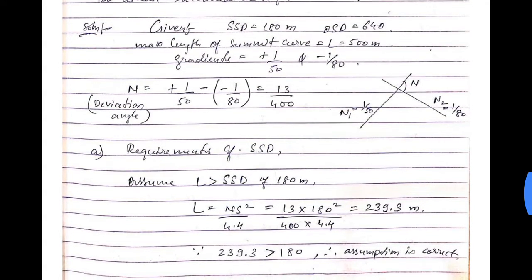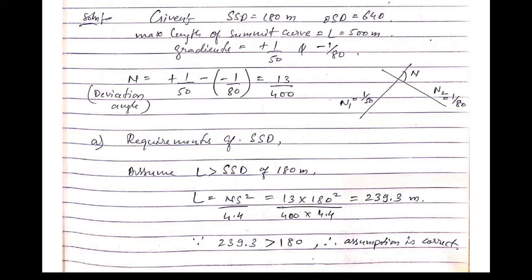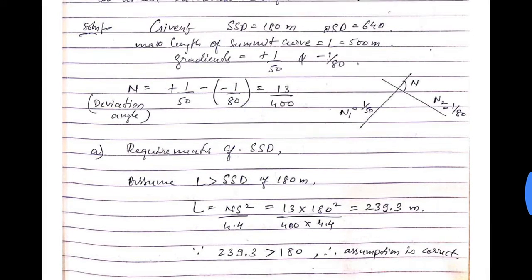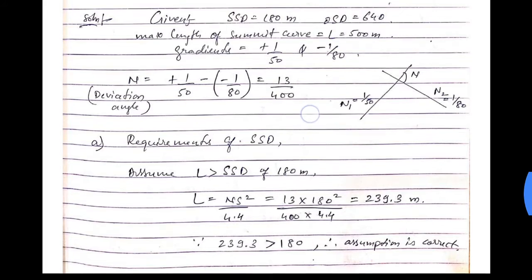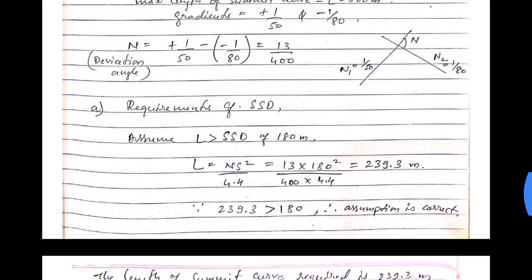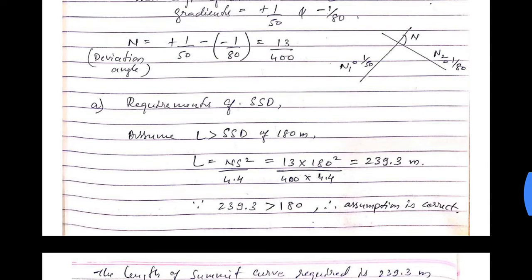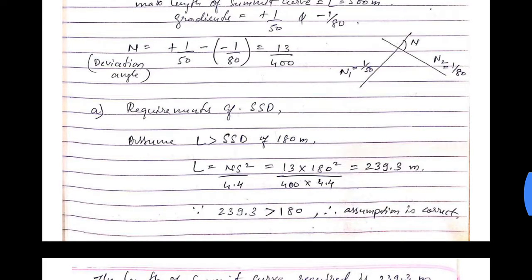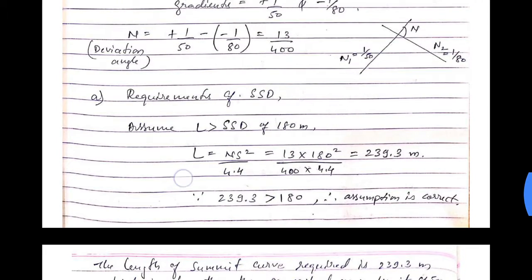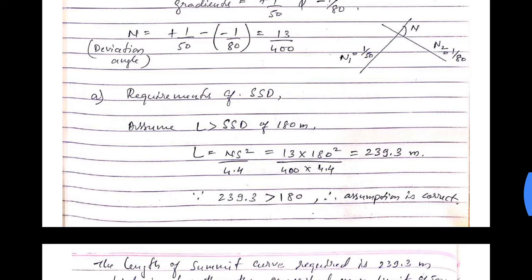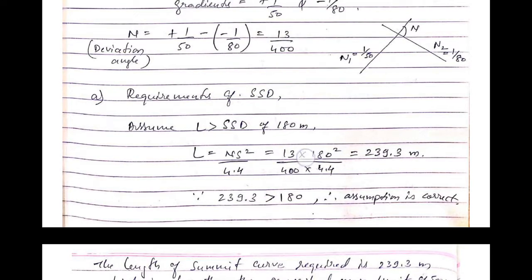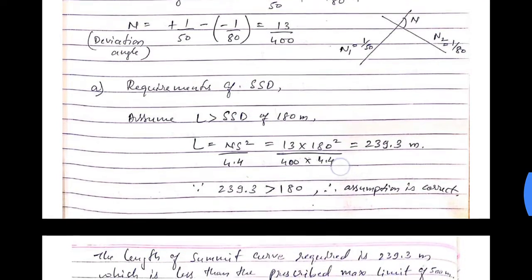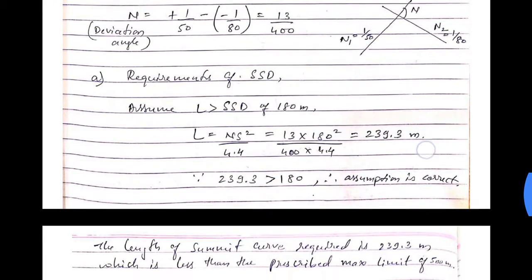So deviation angle would be the difference between these two gradients. Capital N equal to plus 1 by 50 minus of minus 1 by 80, that is 13 by 400. Now for the requirements of SSD in the first condition, if we assume the length of curve is greater than SSD, which is 180 meters, the formula that we use is L equal to N S square by 4.4. The value of N is 13 by 400, S is 180 square, divided by 4.4. Solving this, we get 239.3 meters.